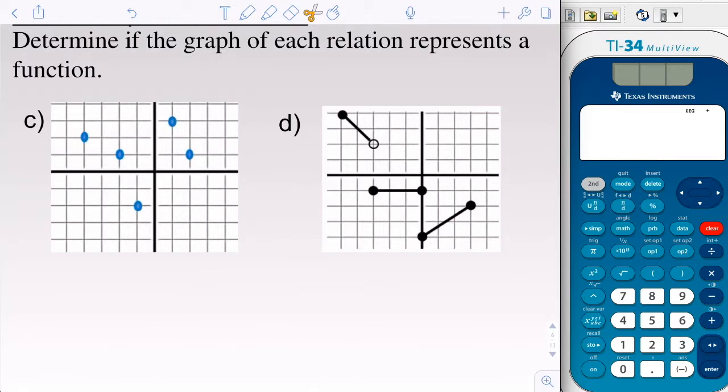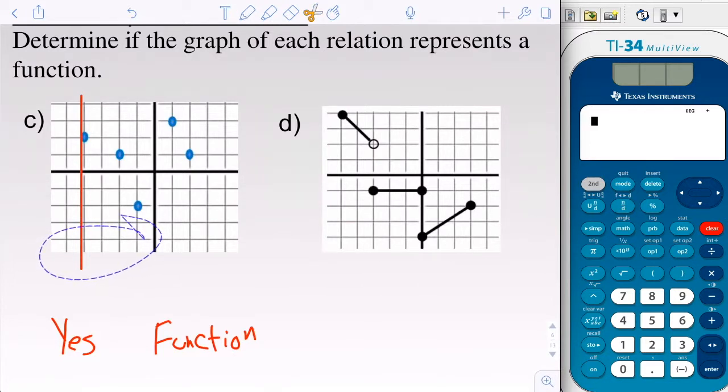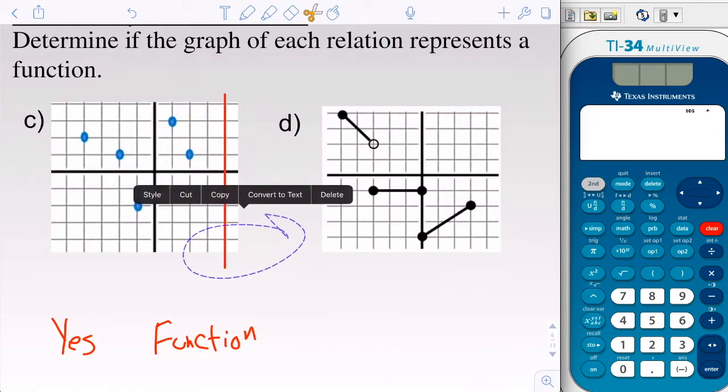And the answer is function. Yes, function. I have my vertical line test I can use. If I move it, it's only crossing at one place. One place. One place. That's good. All these gaps in between don't matter. It's okay that it's not crossing anything. But when it does cross, it's only ever allowed to cross at one place at a time. This is a function.